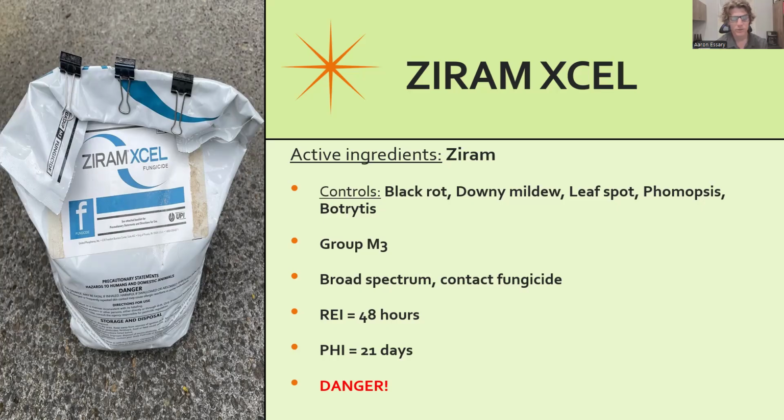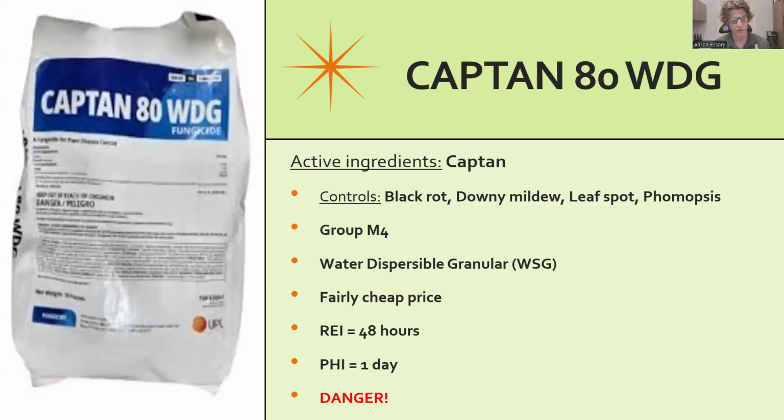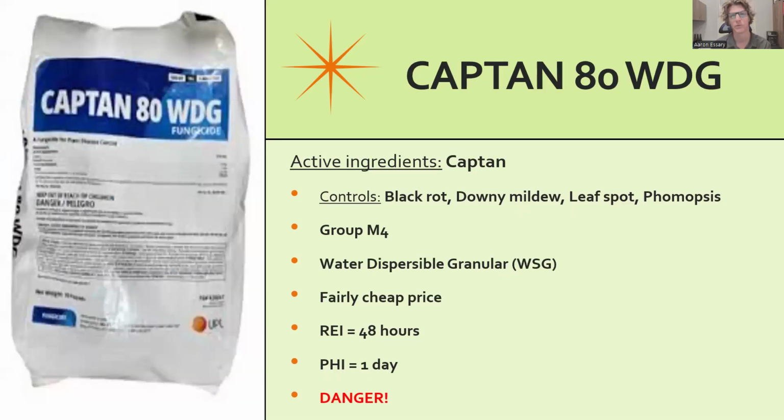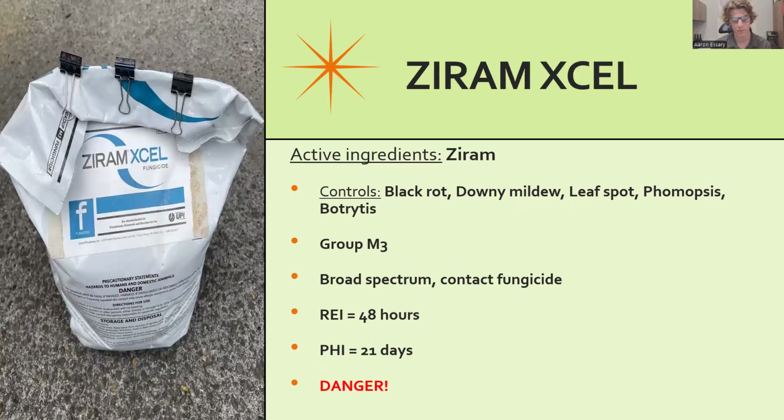48-hour re-entry interval and a 21-day pre-harvest interval. So I'm going to back up a slide. You can use the last one right up until the day of harvest, but you have to wait 3 weeks before harvest if you use this one. So always just pay attention to your PHI, which is your pre-harvest interval, and know where you are. If you think you're going to harvest next week, you probably shouldn't use this one. But if you still have a month before harvest, use this one. All right, we'll just keep rolling right along.